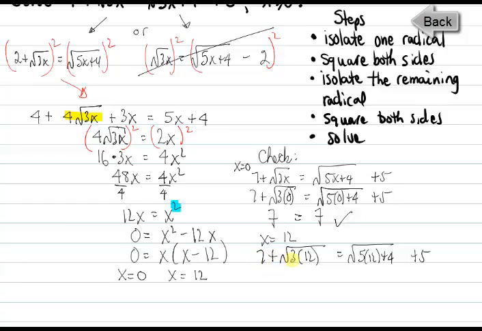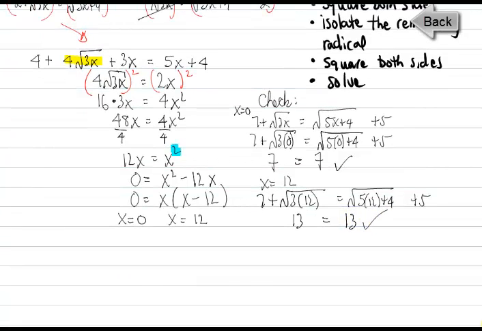So on the left, you have 3 times 12 is 36, and the square root of 36 is 6, and 6 plus 7 is 13. On the right, you have 5 times 12 is 60, 60 plus 4 is 64, the square root of 64 is 8, and 8 plus 5 is 13, and so that works too. And so the solutions are x equals 0 and x equals 12.